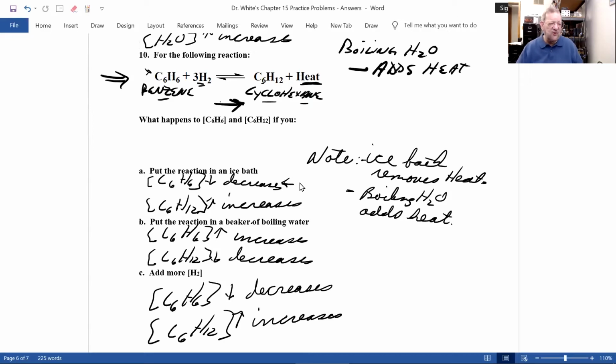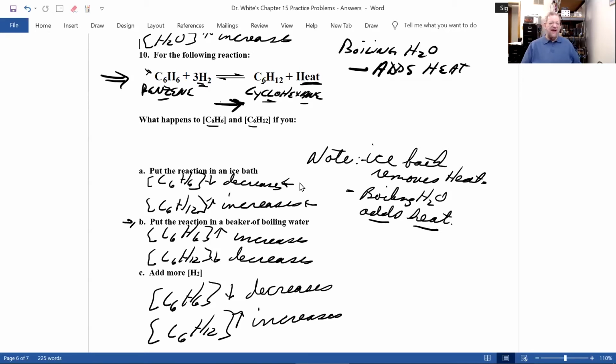Next, when you react the benzene with hydrogen, H2, you'll make more C6H12 cyclohexane. And when you make more of something, guess what? The amount will increase, the concentration increases. Now, if we look at B, what happens to the reaction and what happens to the concentration of benzene and cyclohexane if you put the reaction in boiling water? And boiling water adds heat.